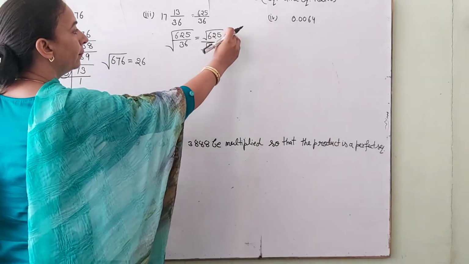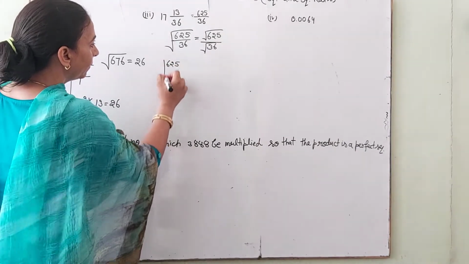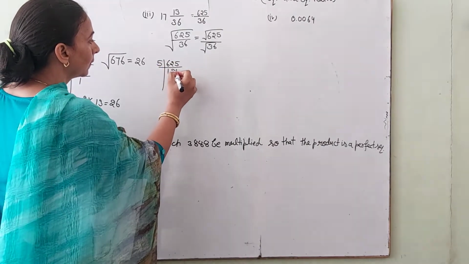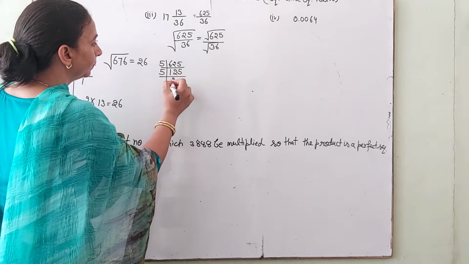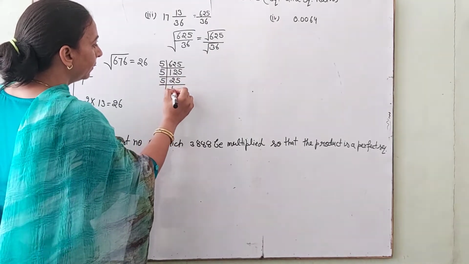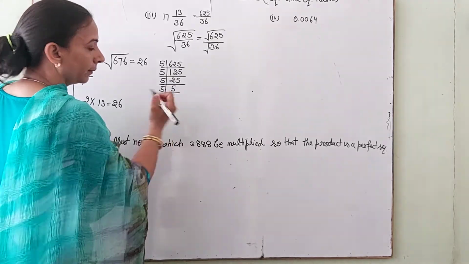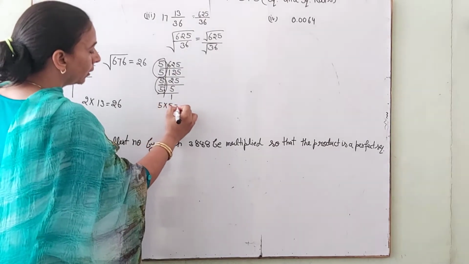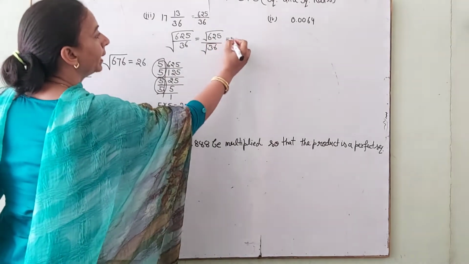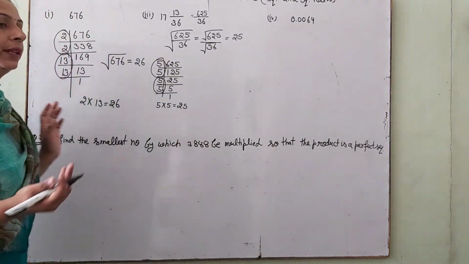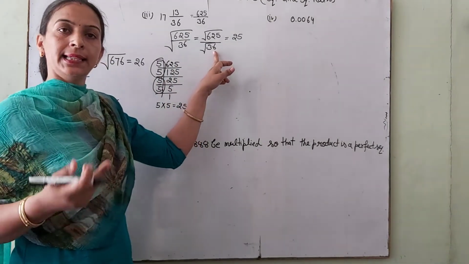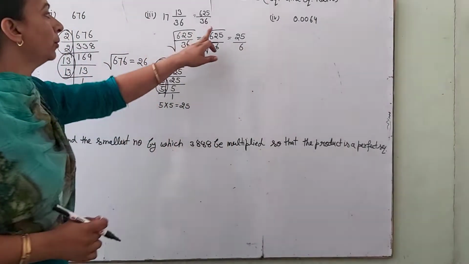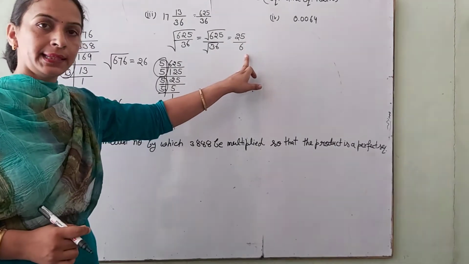First we find the prime factors of 625. It is divided by 5, again by 5, again by 5, and again. We make pairs of 5 and 5, which gives 25. So the square root of 625 equals 25. We know that 36 is the square of 6, so the square root of 36 is 6. So the square root of the fraction equals 25 by 6.